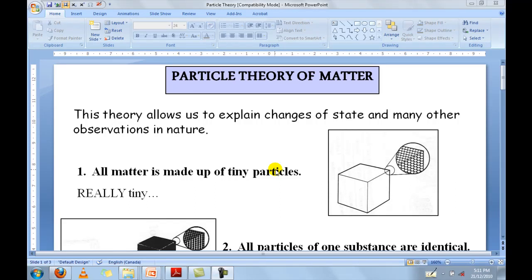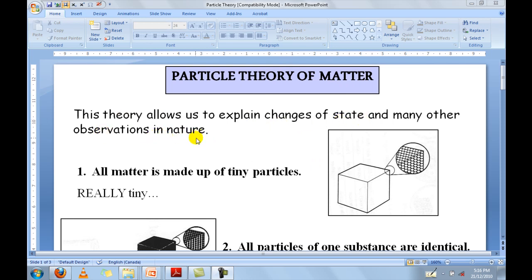This video tutorial introduces the Gases and Atmosphere Chemistry unit. We will begin by looking at the properties of gases. However, in order to assist us, we need to do a quick review of the particle theory of matter. Now, this theory allows us to explain changes of state and many other observations in nature.